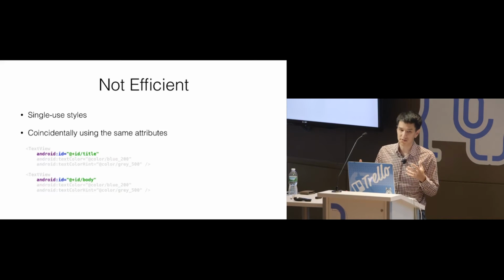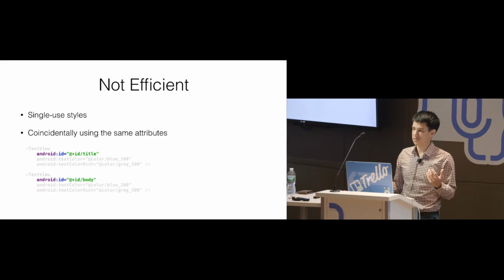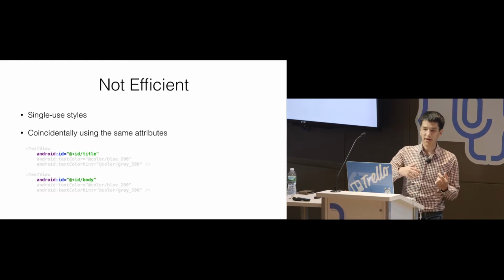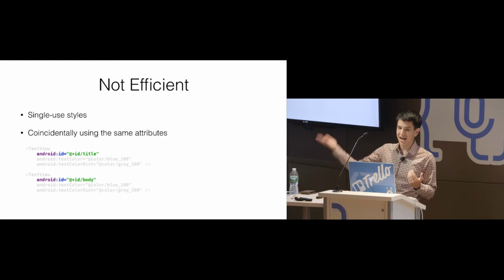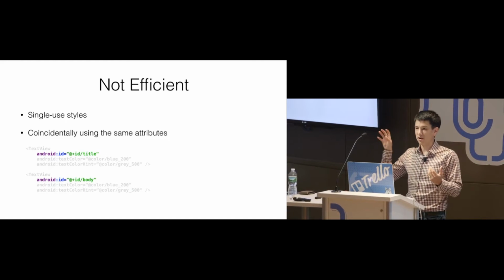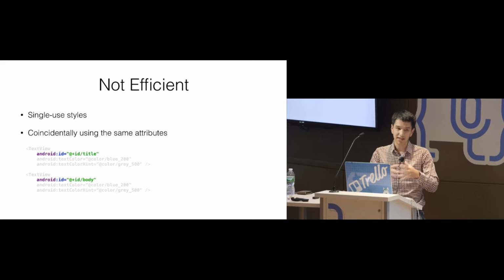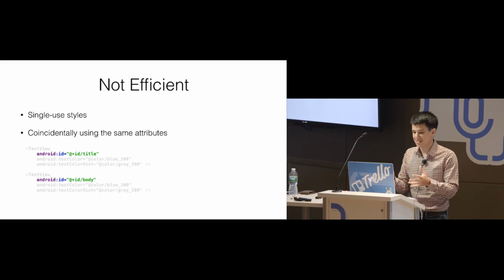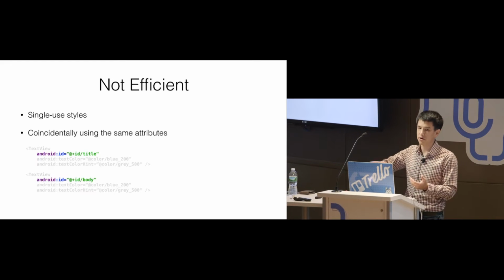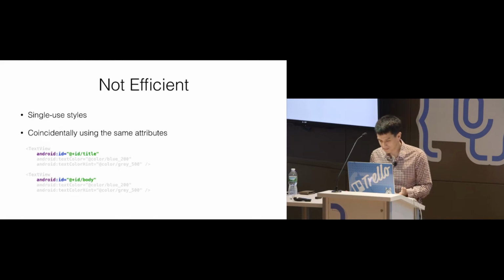And the difficulty becomes, what if I decide the body text should be a different text color? Do I then change the style? But if I change the style, then I accidentally change the title. I could override the style, but then the style becomes sort of meaningless. And when you create styles just because things are coincidentally the same, somewhere down the road, it becomes very difficult to change your code.